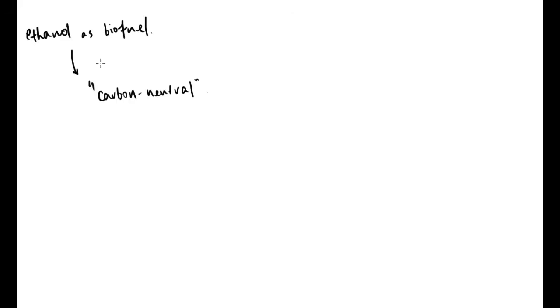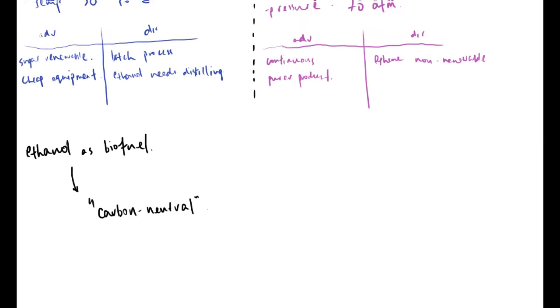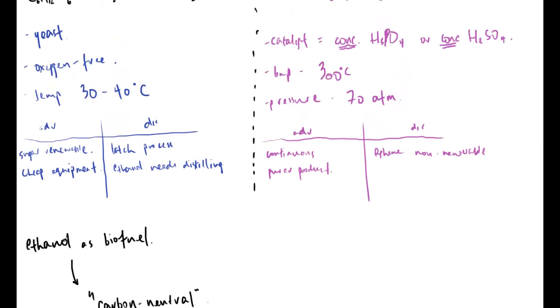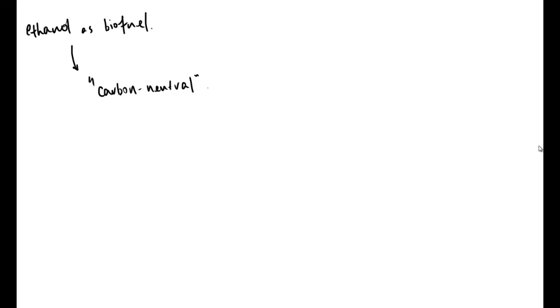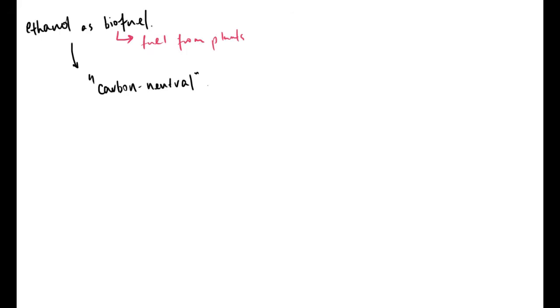So why is ethanol a biofuel? Ethanol, particularly ethanol produced via fermentation, is the key thing here. This is ethanol from plant material, hence the term biofuel. So just put that there: fuel from plants. There we go. Ethanol is a biofuel. So how can it be classed as carbon neutral?